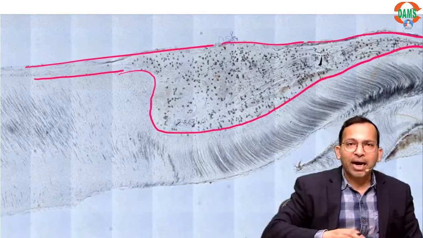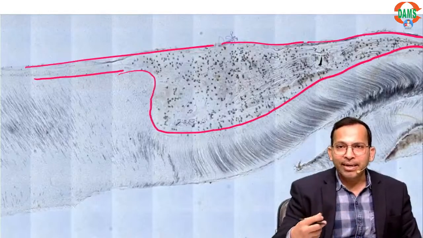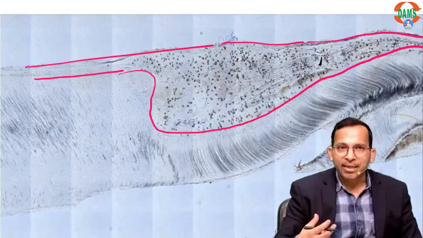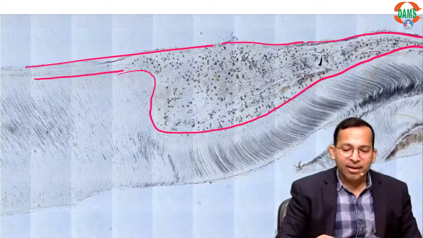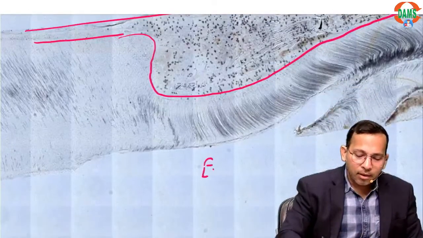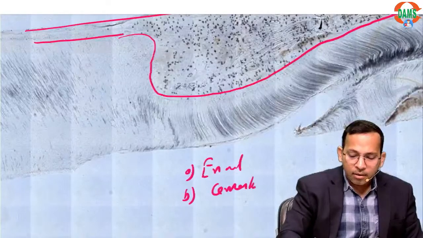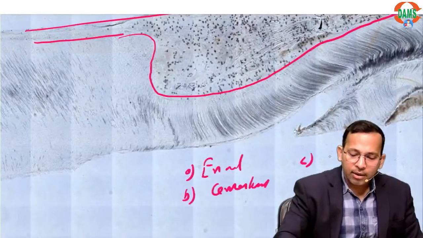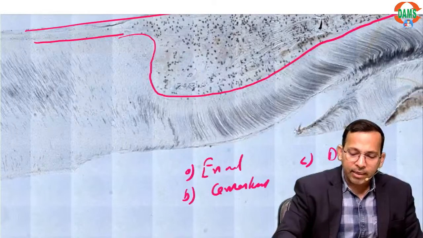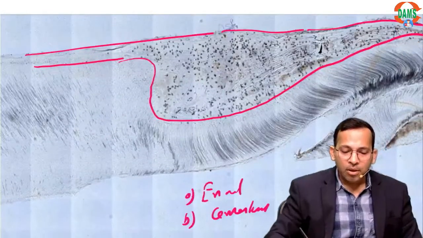The tissue that I have outlined, what is it? Is it dentine? Is it cementum? Is it enamel? Can you identify this tissue? Is it enamel, cementum, or dentine? So what is this tissue?